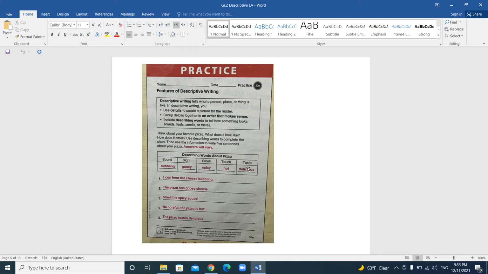sense, and then you use them to create sentences. Like here, it says, number 1, I can hear the cheese bubbling. Number 2, the pizza has gooey cheese. Or you can say, I see the gooey cheese on top of the pizza. Number 3, smell the spicy sauce. Number 4, be careful, the pizza's hot. Number 5, the pizza tastes delicious.